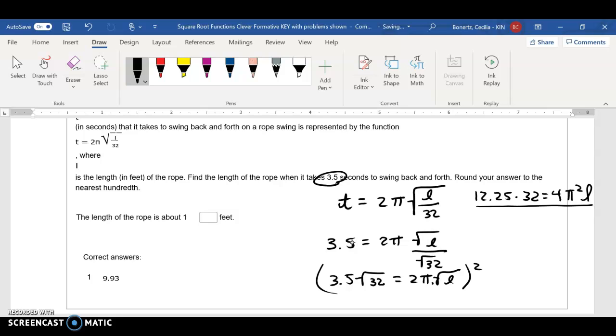Now I'm going to divide both sides by 4 pi squared. And then I'm just going to do my calculation. So 12.25 times 32 divided by 4 times pi squared. I'm using a calculator for that, and I get 9.94. So it's 9.94 feet.